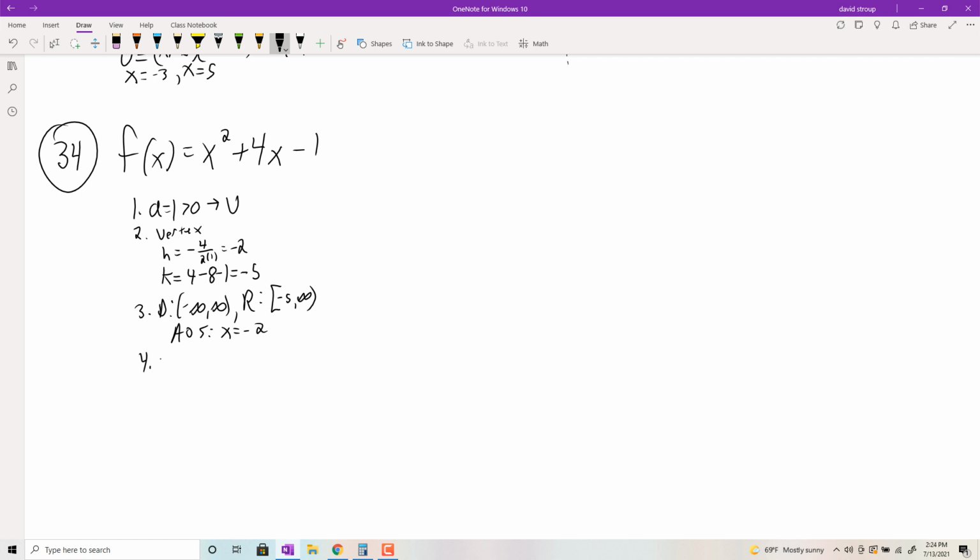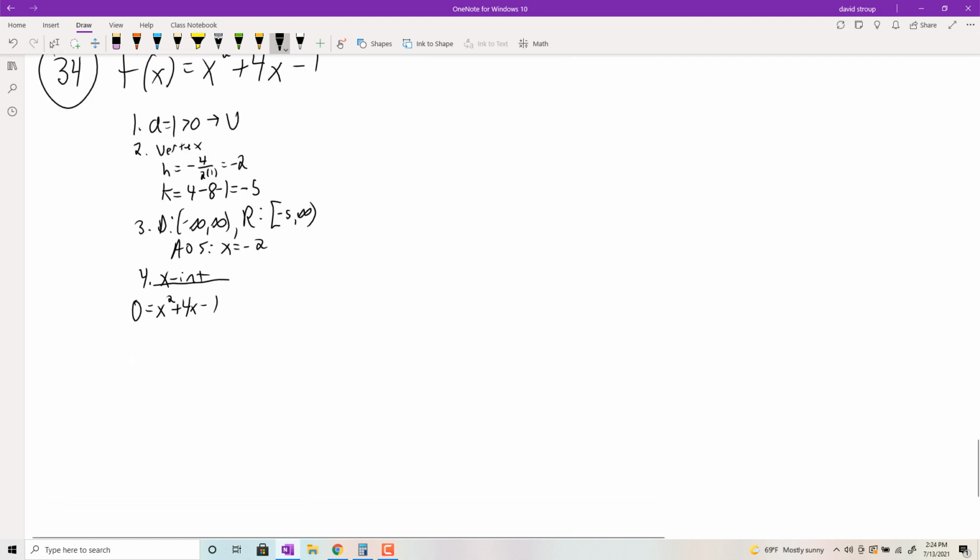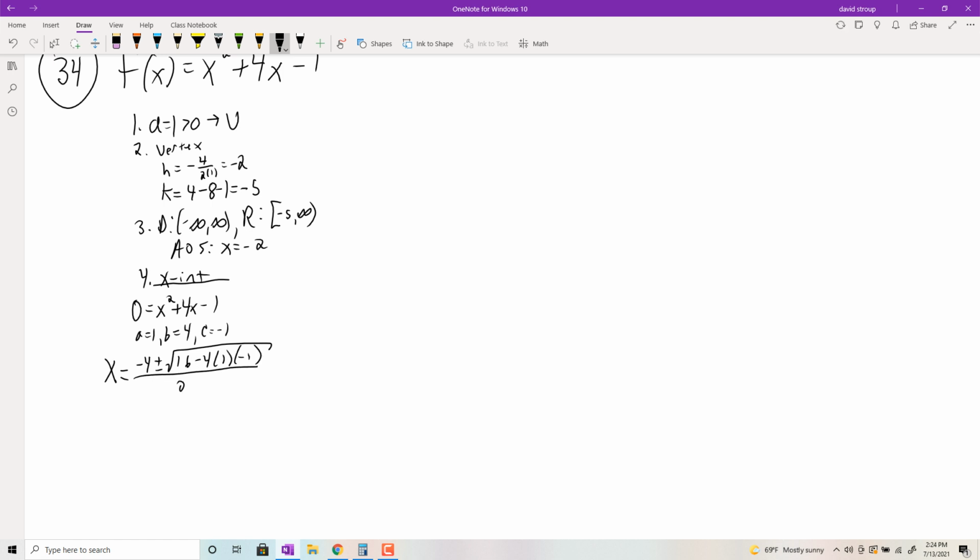X-intercept, you let y equal 0. So I get 0 equals x squared plus 4x minus 1. And sadly, I can't factor that. So you have to use the quadratic formula. So a is 1, b is 4, c is negative 1. So x will be negative 4 plus or minus the square root of 16 minus 4 times a times c, all over 2 times a.